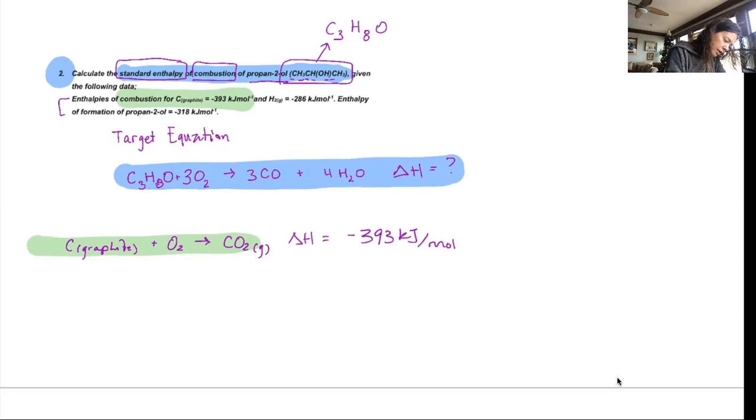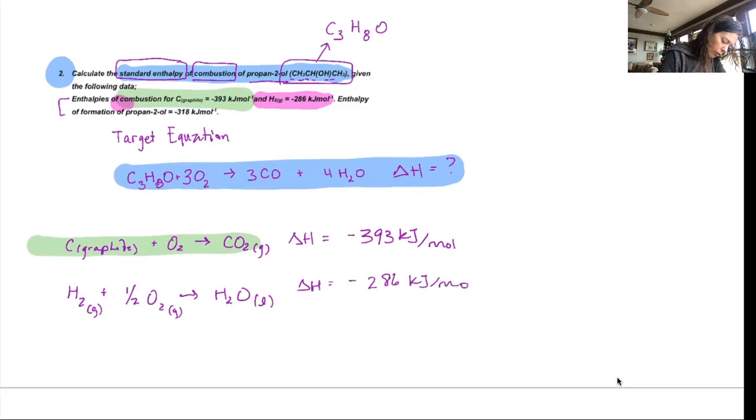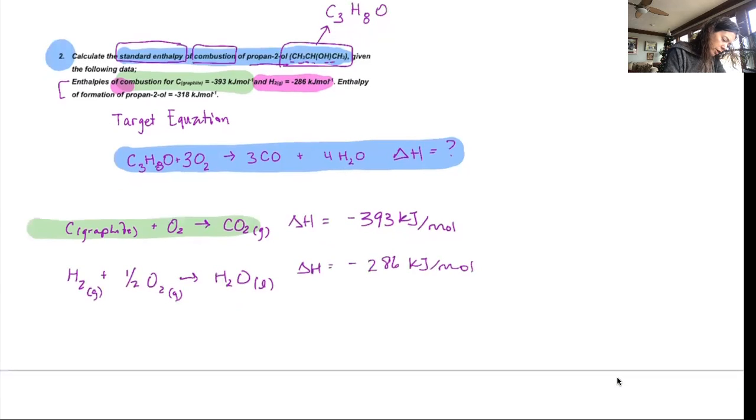We've also got another equation provided to us here, and that is the combustion of hydrogen. So let's take H2 and combust it, and let's get liquid water. Right, that would be a gas, and that would be a gas, and the delta H for that process is negative 286 kilojoules per mole. That's our green here.